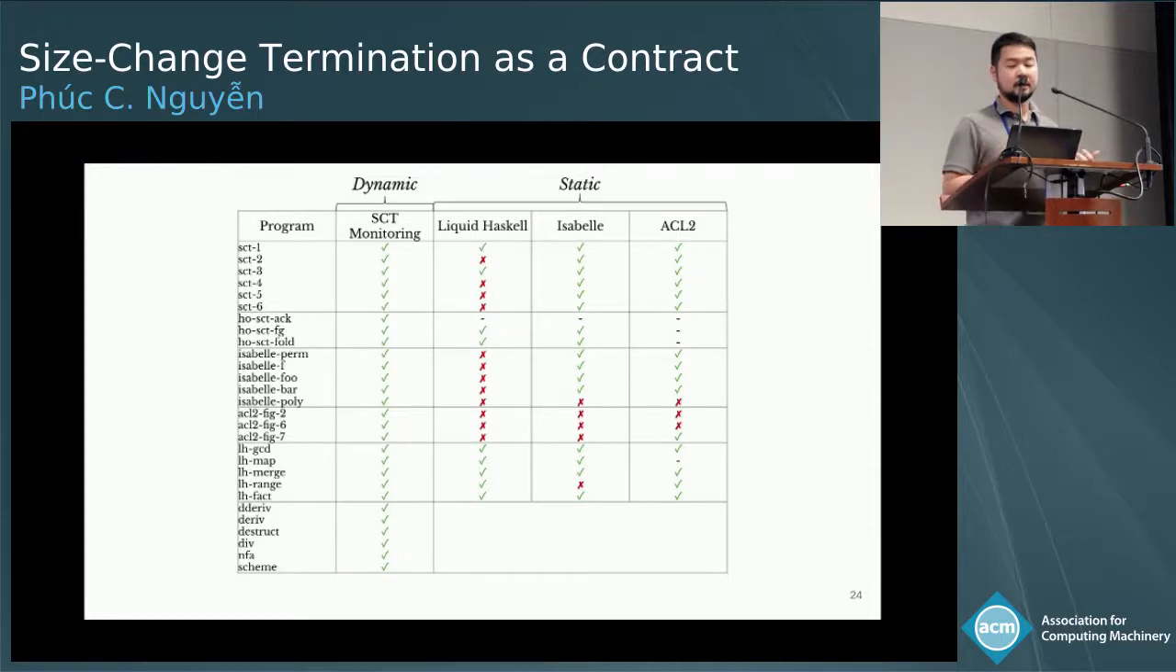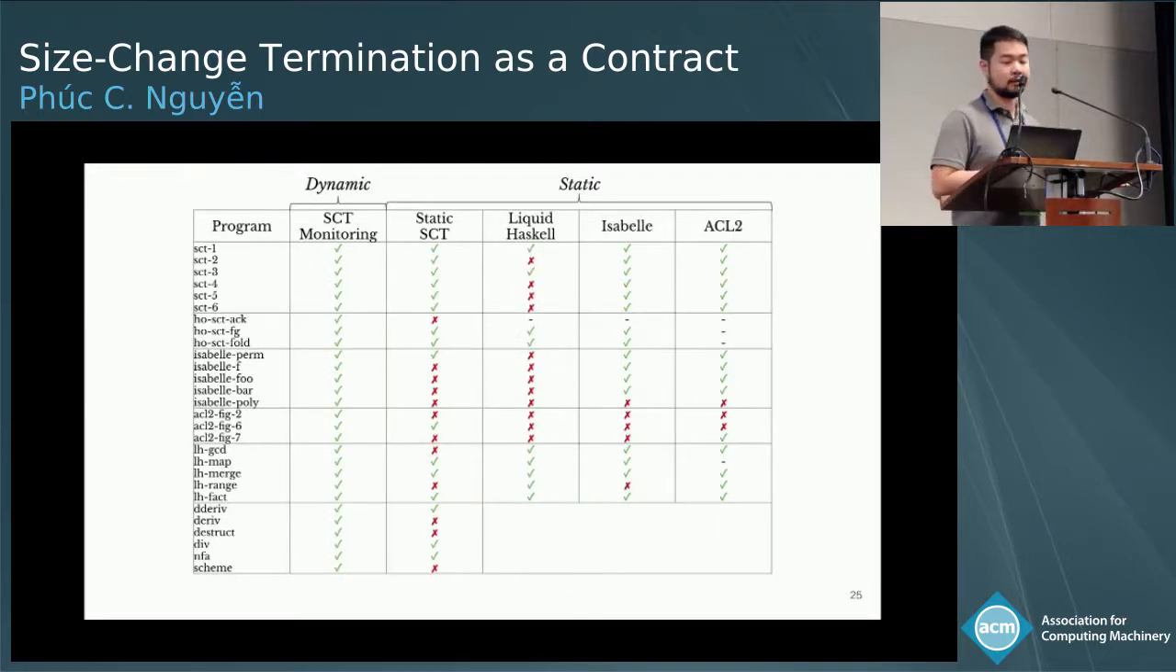In contrast, say ACL2 only handles first-order programs, and the type systems in Liquid Haskell and Isabelle cannot express some programs in the original higher-order sidechain termination paper. We also evaluate the static analysis that's straightforwardly derived from the semantics, and it is competitive with the other static analyses.